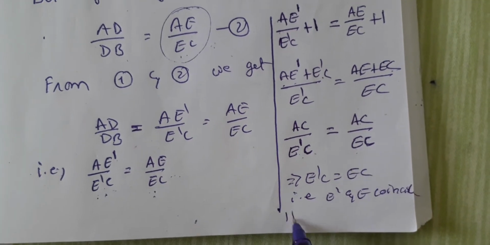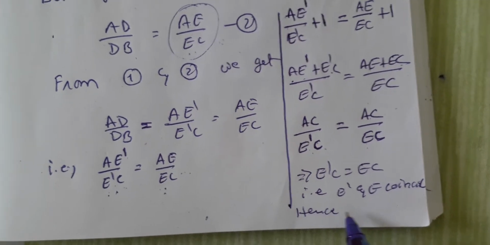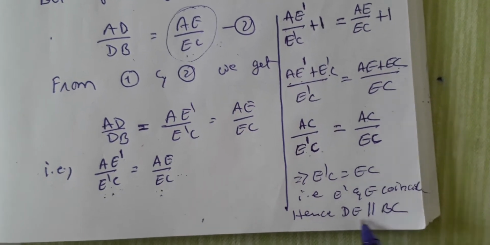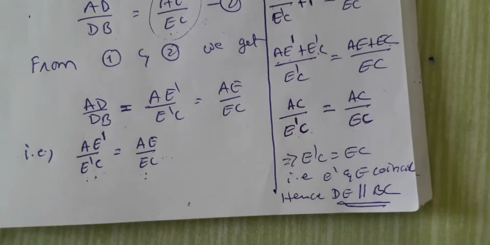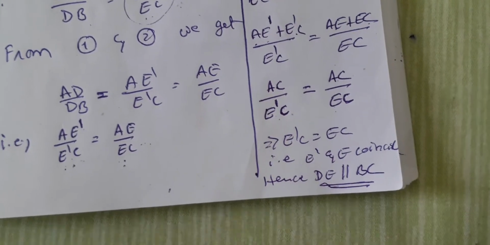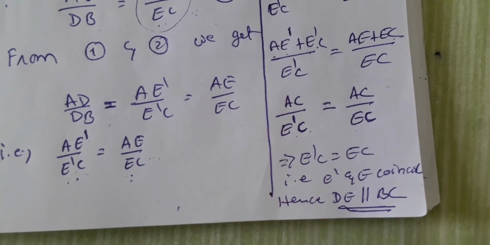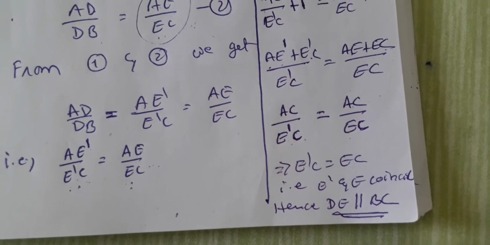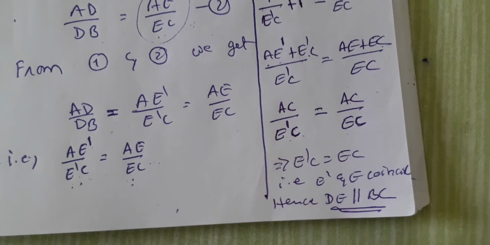Hence DE is parallel to BC. Hence DE is parallel to BC, because we have taken DE' is parallel to BC. But now here we can say that E' and E coincide. That means both those 2 points are same. So therefore DE is parallel to BC.